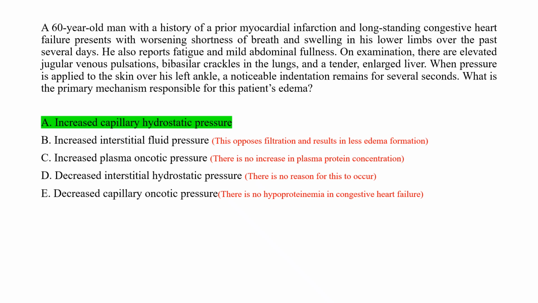And option D, decreased interstitial hydrostatic pressure, is incorrect because this would favor movement of fluid into the interstitium, but there is no physiological reason for this change to happen in congestive heart failure. And option E, decreased capillary oncotic pressure, is incorrect because this is seen in hypoalbuminemia, which usually happens in liver disease and nephrotic syndrome. But patients with congestive heart failure generally have normal plasma protein levels.